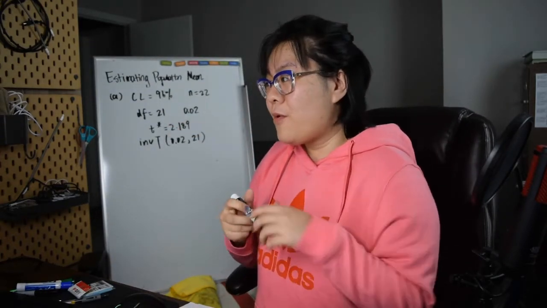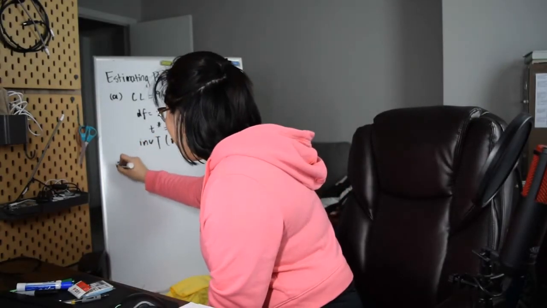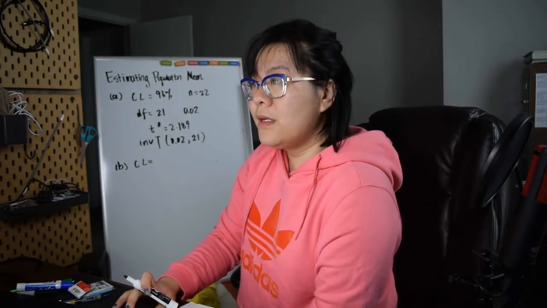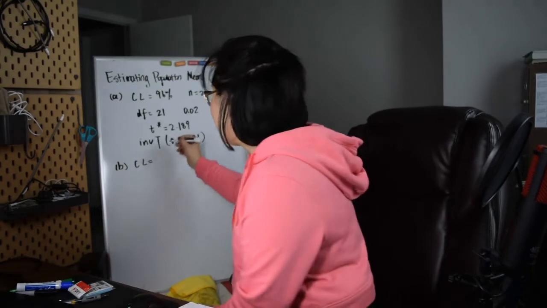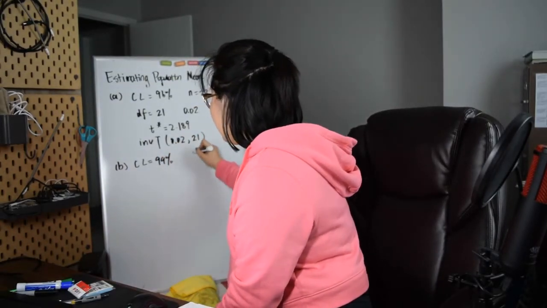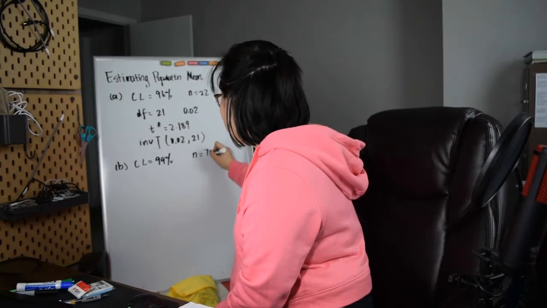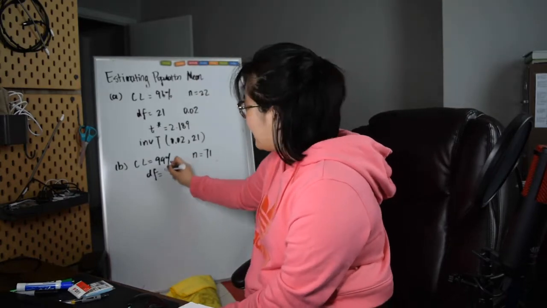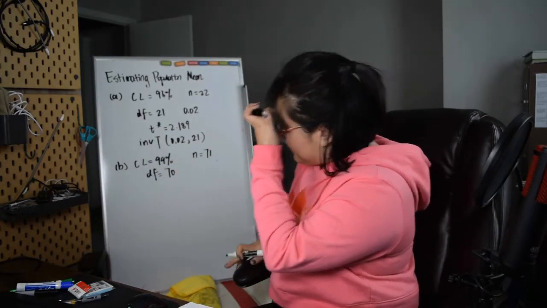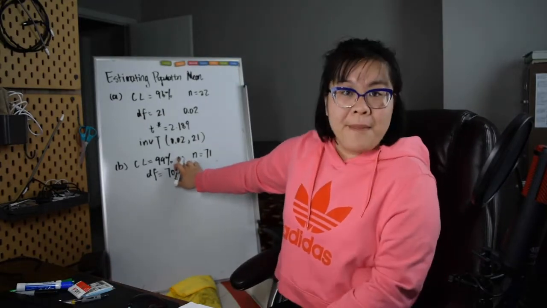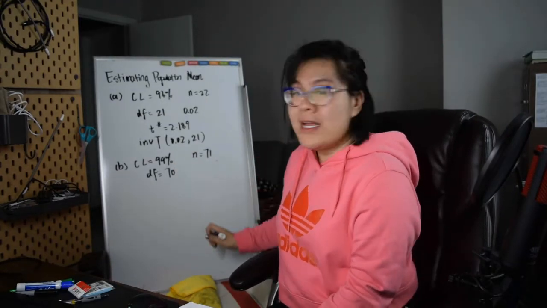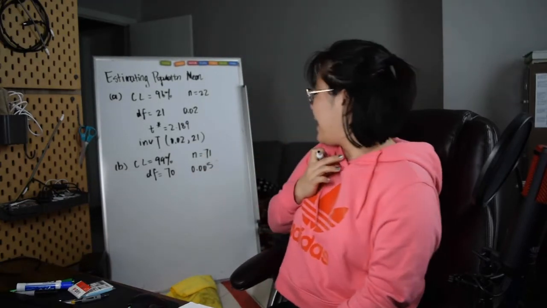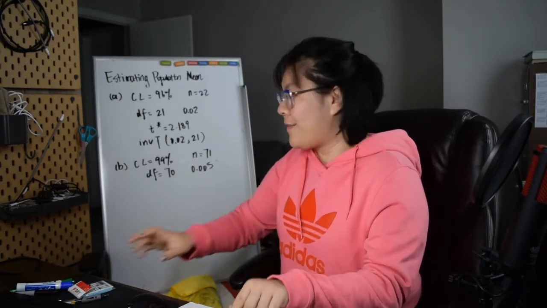Okay, and for B we will do the same thing. Confidence level is 99%, and sample size is 71. So degree of freedom is 71 minus 1, which is 70, and then for your percentage you want to use 1 minus 99%, 1%, divided by 2, 0.5%. Okay, so we want to find 0.005 and 70.